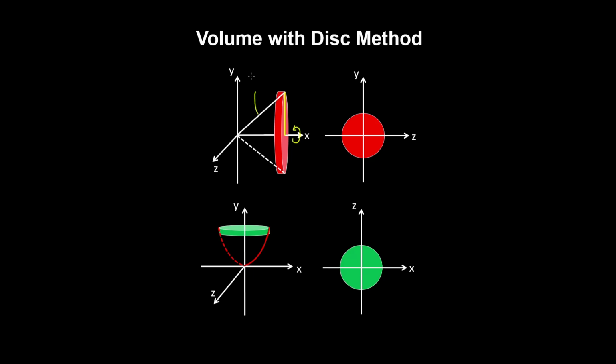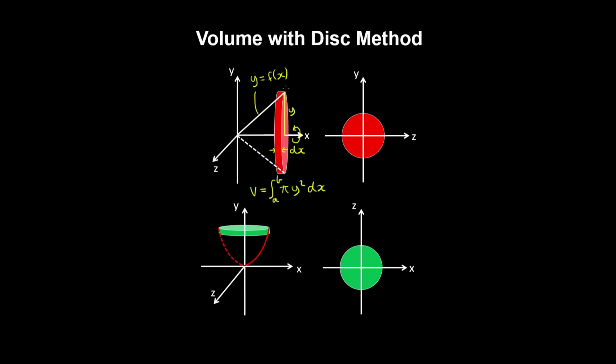So in general, if we have some curve defined by y equals f of x, then the radius of this disk is y, and therefore the area of the disk is pi times the radius squared. And then multiplying by the infinitesimal thickness of the disk, dx, gives the volume of this disk, and then we integrate from x equals a to x equals b to get the volume of the revolved solid.